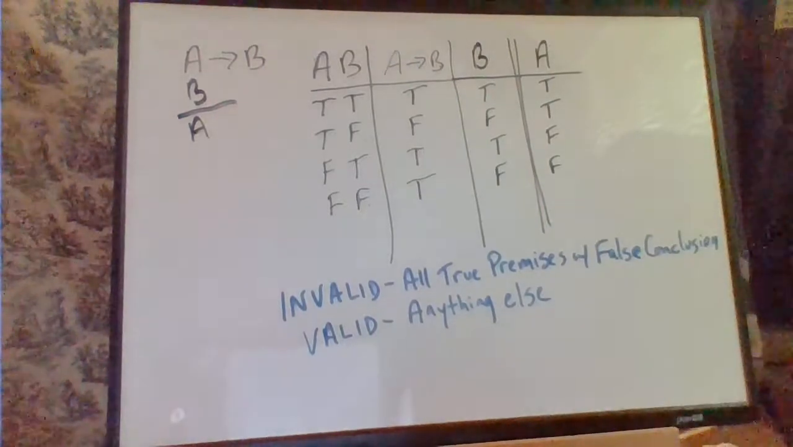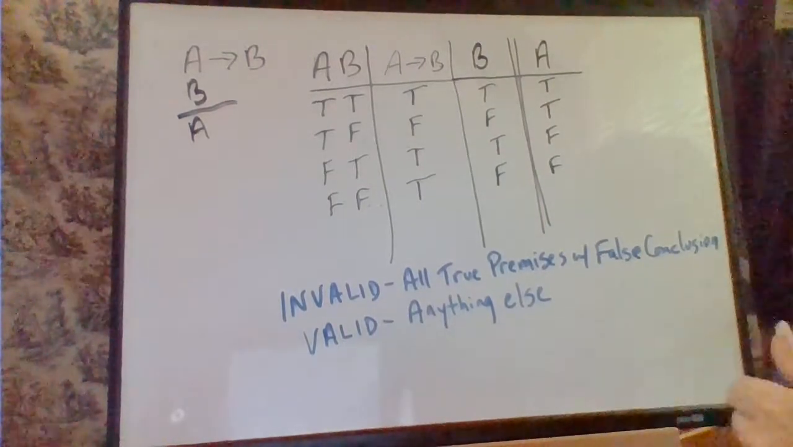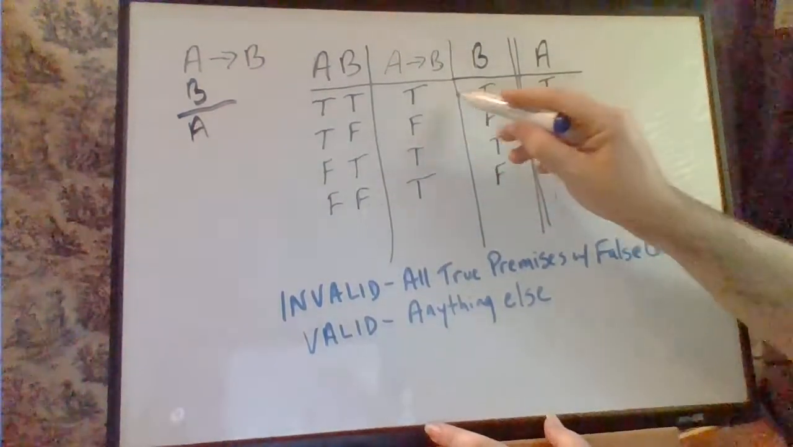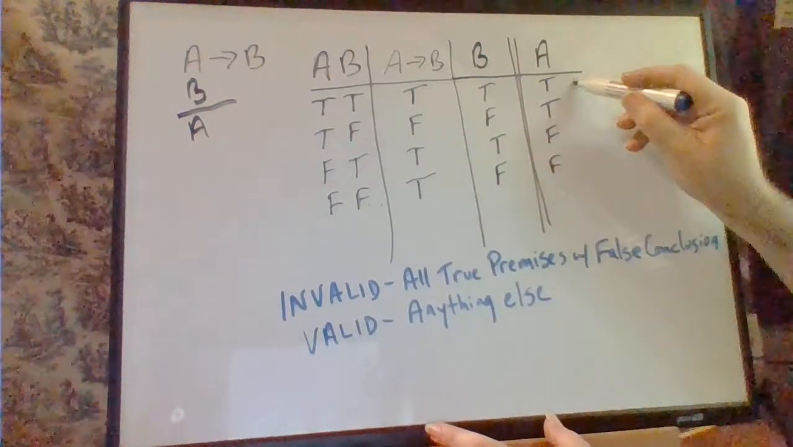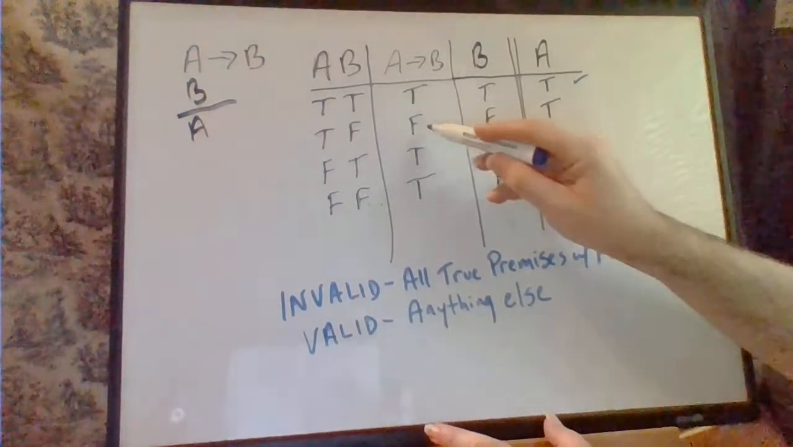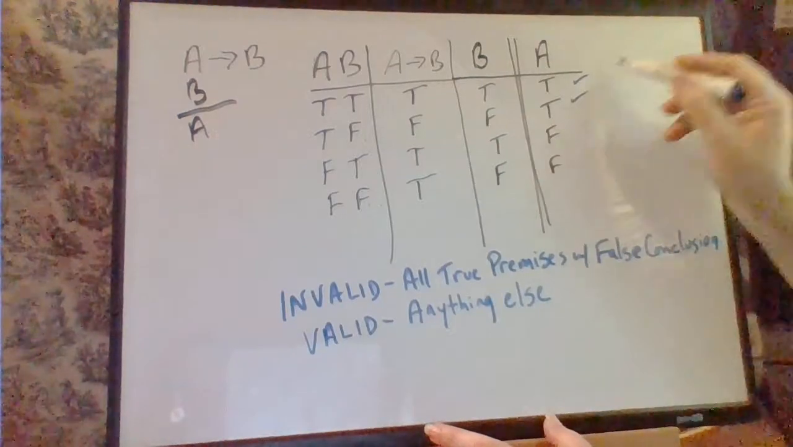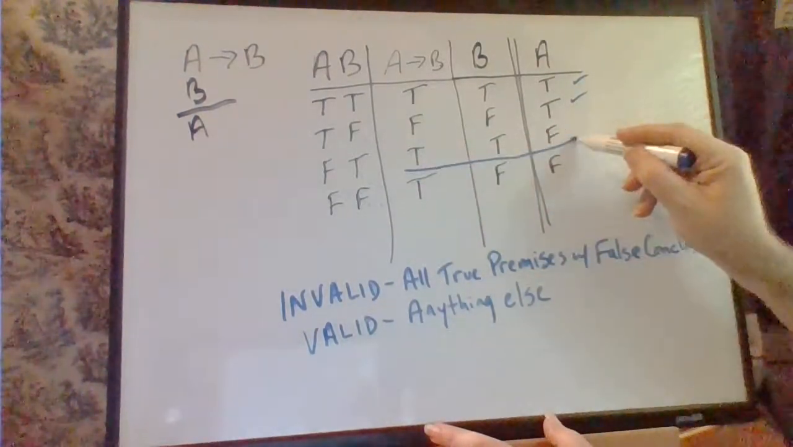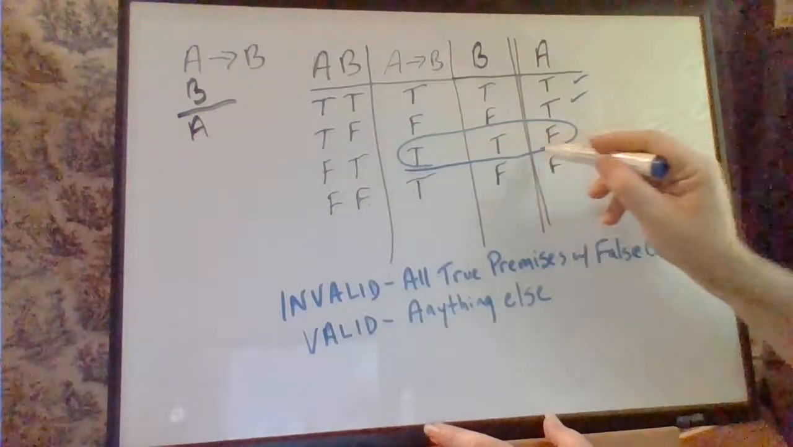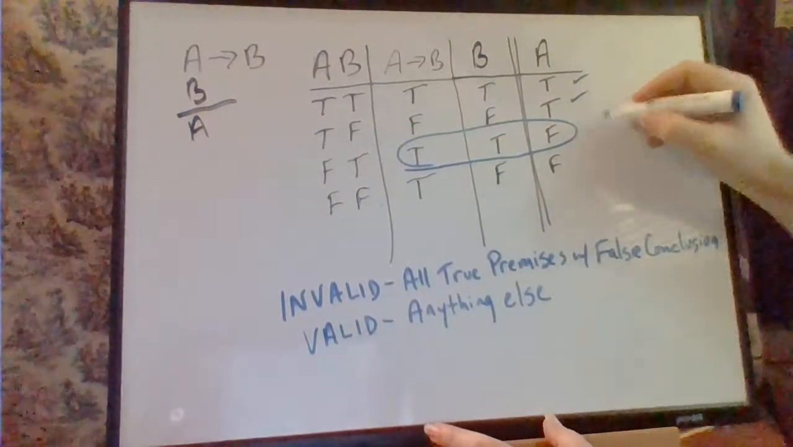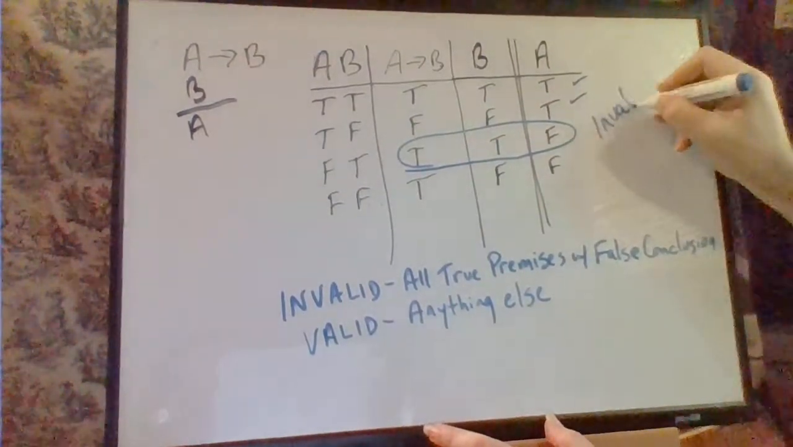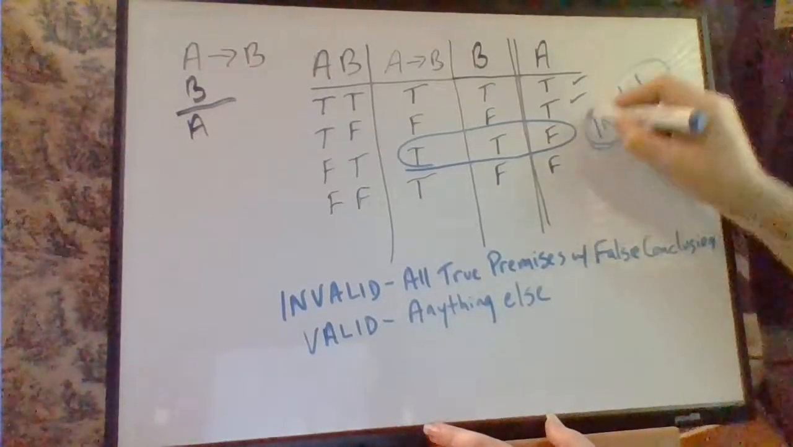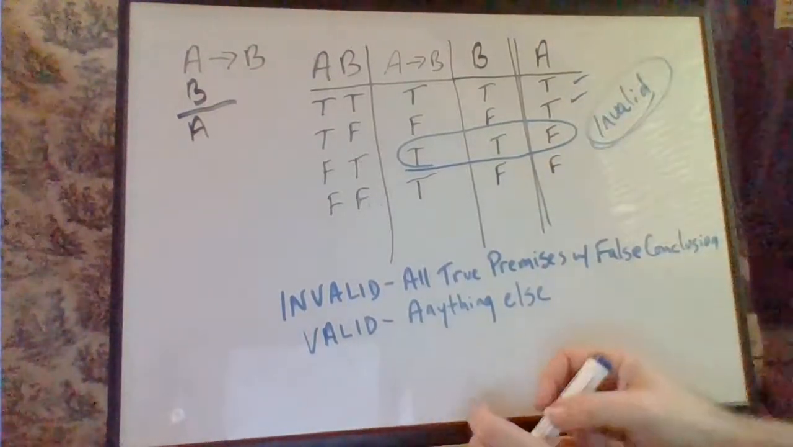So now we look at this. Line 1, there's true premises, but it leads to a true conclusion, so that's okay. Line 2, your premises are false, so that's okay. But here on line 3, you have true premises leading to a false conclusion. And because of that, we know that this argument is invalid. Okay?